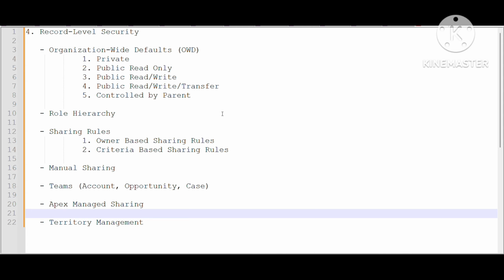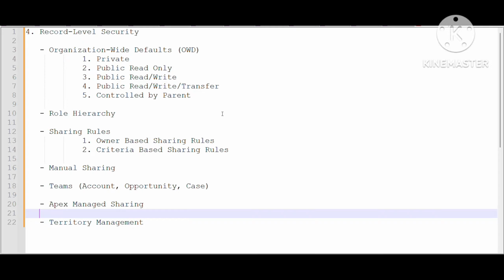Owner-based sharing rules share the record based on the owner of the record. For example, a record owned by a certain user, a role, or a public group can be shared when teams are at the same level. We can share the records of a particular role. Say I have an XYZ role and I wish to share all the records owned by this XYZ role user to another. Then we go with the owner based sharing rules.